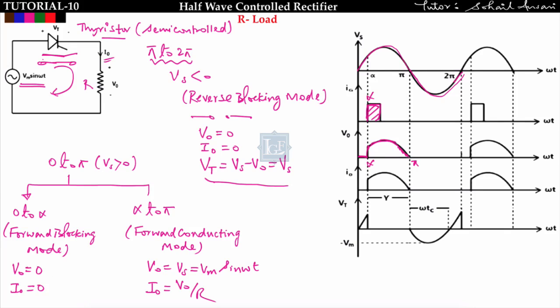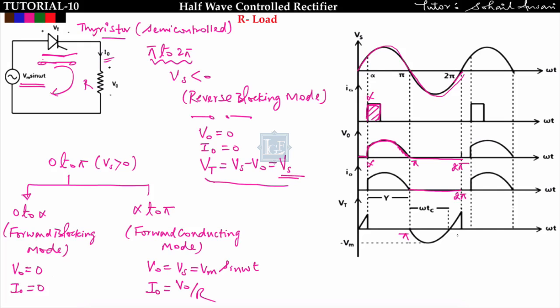So see here, from pi to 2 pi, this is 2 pi, the output voltage is 0. Similarly, the output current is 0, as we know that it is a resistive type of load. So the output voltage waveform and output current waveform are similar. Now what will be the voltage across the thyristor? The voltage across the thyristor will be equal to the supply voltage from pi to 2 pi.